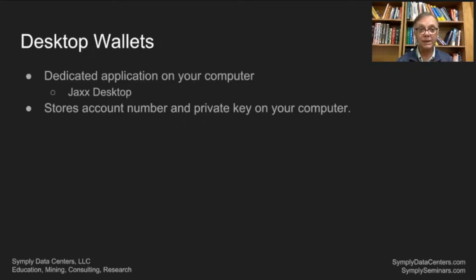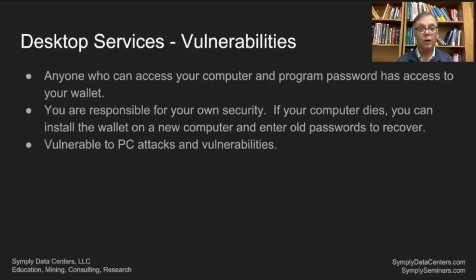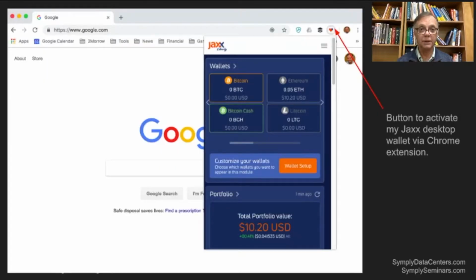Jax is a very popular desktop wallet, and your private information, your account number and your private key, would all be stored on your computer. So the vulnerabilities are anyone who has access to your computer will have access to your wallet. You are responsible for your own security. If your computer dies, you can install the wallet on a new computer and recover it, and it's vulnerable to PC attacks and normal desktop computer vulnerabilities.